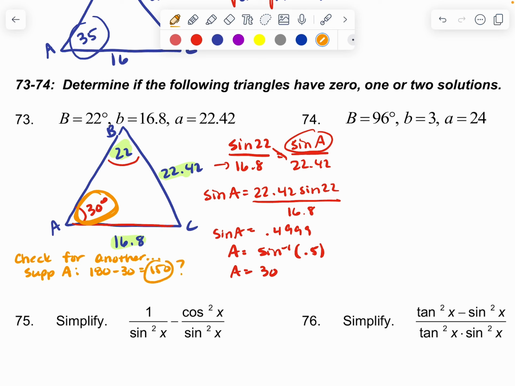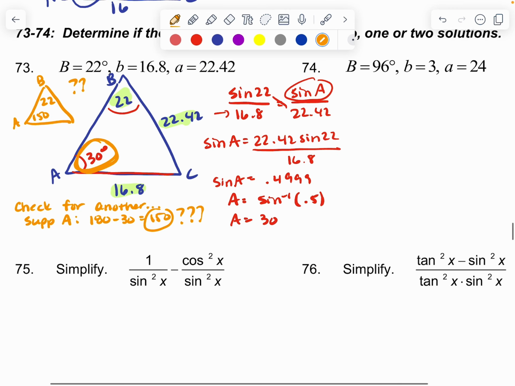Now the question is, could this be a solution? Well, I don't know. Well, let's plug it in. So you guys look, here's my triangle. I know this is 22, this is angle B, and I just found another angle A to be 150. Could that be a possibility? Well, the question is, is there room for another angle? There is, because look, 150 plus 22 is only 177, which means that leaves room for another angle. So this is a good solution. That means I have one solution and I have another solution. So the answer for this would be 2.